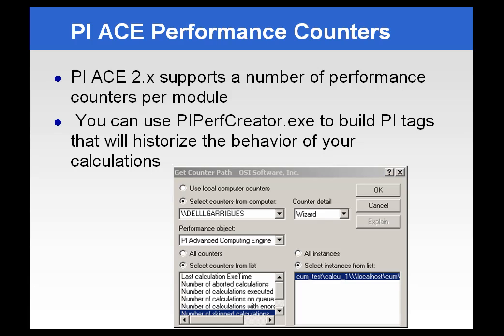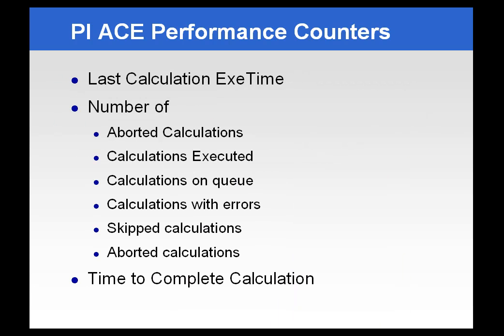There are very few differences between ACE version 1 and ACE version 2. However, when you deal with system performance counters, ACE 2 definitely has an advantage. PI ACE version 2 adds a series of performance counters per module to your system. So you can use the PI Performance Creator or your SMT to build PI tags that will watch a lot of these metrics for you and historize the results.